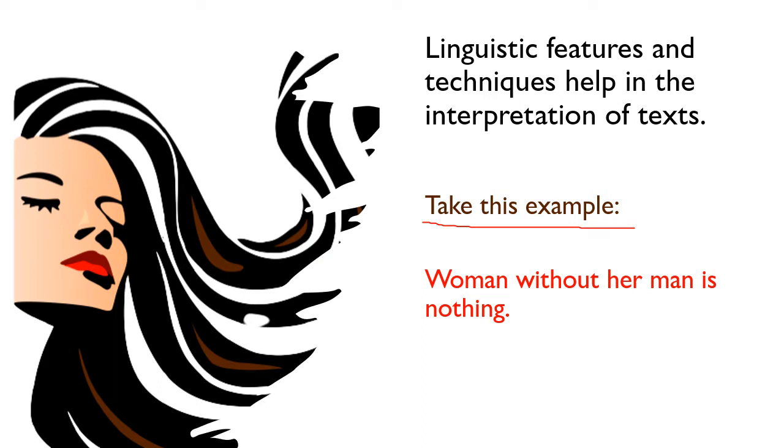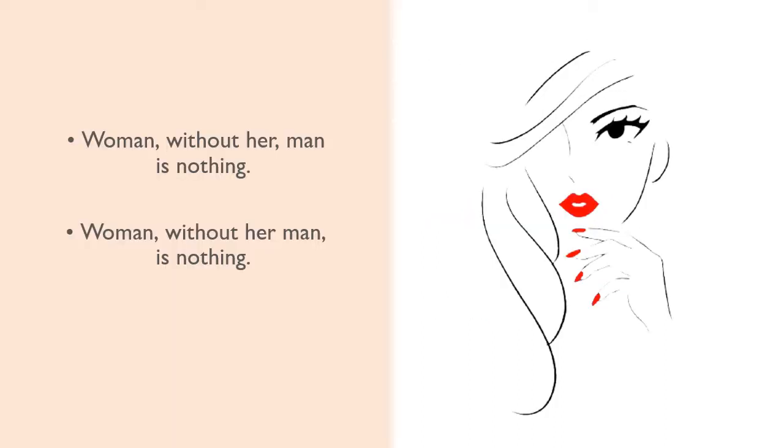So without any punctuation here, I'm sure you have different interpretations on how you're going to understand the meaning of this phrase. But let's find out what different interpretations we can have from this text. Okay, so here's the interesting part. The phrase that we had earlier will now have two different interpretations. Let's check the first one.